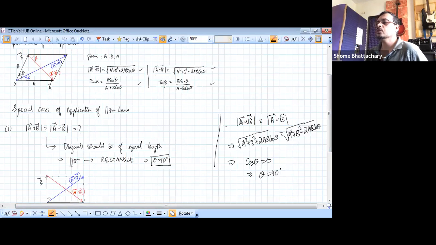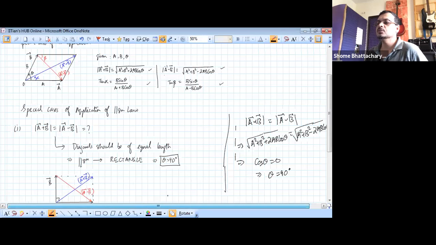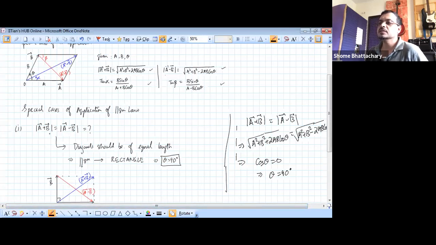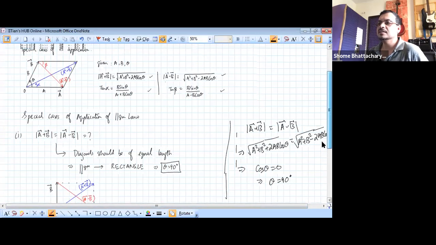But this is not what we are doing over here. We are trying to understand this geometrically. And geometrically, this becomes very easy to remember. You just ask yourself in which situation mod a plus b is equal to mod a minus b. It's only possible when the diagonals are equal in length.